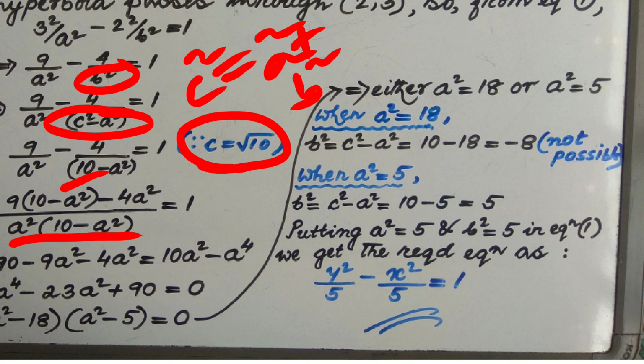What is the last value of a square we have? a square equals to 5. Let us consider this now. So, when a square equals to 5, the calculated value of b square comes out to be c square minus a square. c square is 10. We have calculated earlier in the previous steps. 10 minus 5 gives us 5. So, final step, we put a square equals to 5. b square also we have calculated 5. In equation number 1, the main equation of hyperbola. And final equation, what do we get? y square by 5 minus x square by 5 equals to 1.